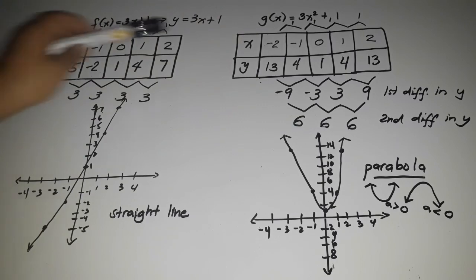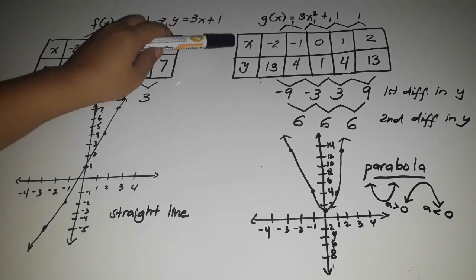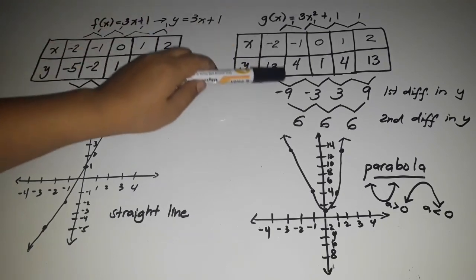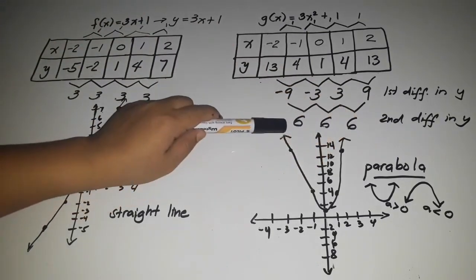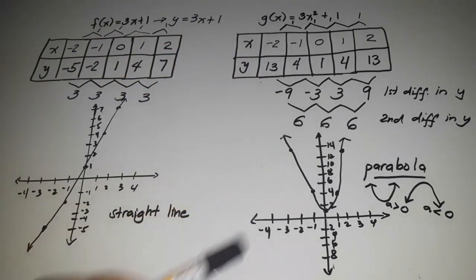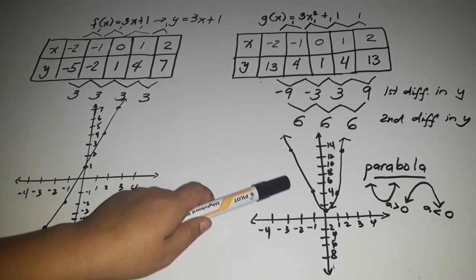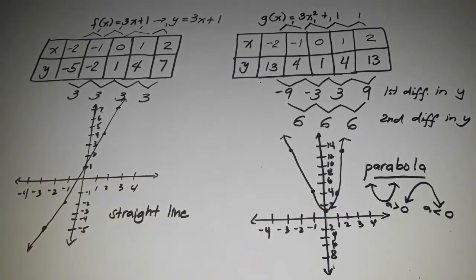Kapag given ang table of values, hahanapin natin yung differences ng x at saka differences ng y. Okay, kapag equal ang differences ng x at nag-produce ng equal differences sa y, that is linear function. Kapag naman equal ang differences ng x, produce second differences in y, that is a quadratic function. And kapag naman graph ang given, ang graph ng linear function is straight line. Ang graph ng quadratic function is a parabola.